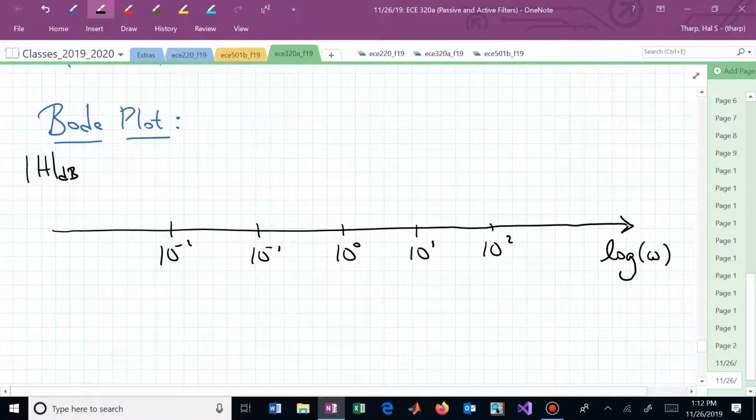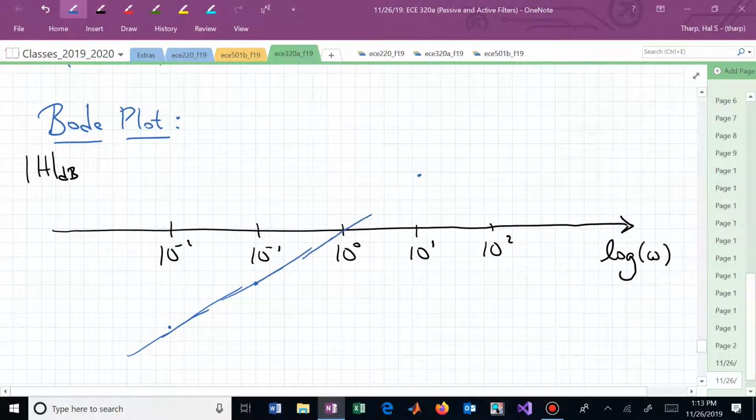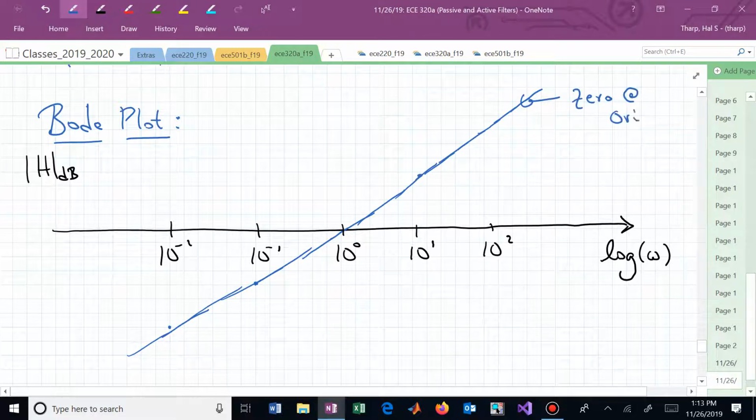And what terms do we want to sketch? Well, let's do the 0 at the origin. And now that point is -20 dB, so this one's now -40, and this is +20. I shouldn't have done that, but should just draw the line and then say there's my scale. This is now my 0 at the origin. And the slope is +20 dB per decade.